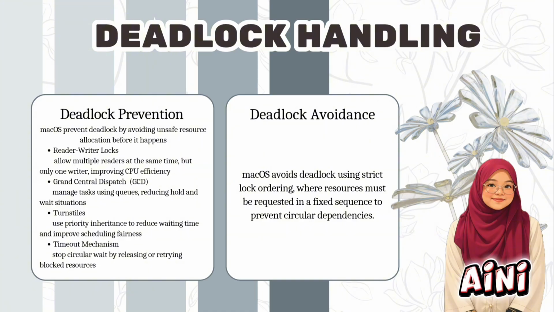The second one is Grand Central Dispatch. It manages work using queues, reducing hold-and-wait situations. The third one, turnstiles. It uses priority inheritance to reduce waiting times and improve scheduling fairness. The fourth one is the timeout mechanism. It will stop circular wait by releasing or retrying blocked resources.